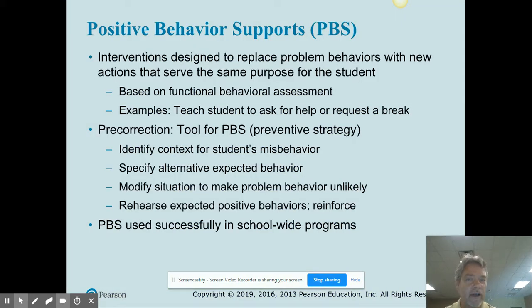So the intervention design is going to be to replace these behavior problems with new actions that serve a purpose for the student. Okay, and so the tools for preventive strategies are those 4 right there. And then the PBS can be also successfully implemented school-wide. We used to have that at my middle school. We had an entire plan that everybody followed, the same check boxes and checklist.